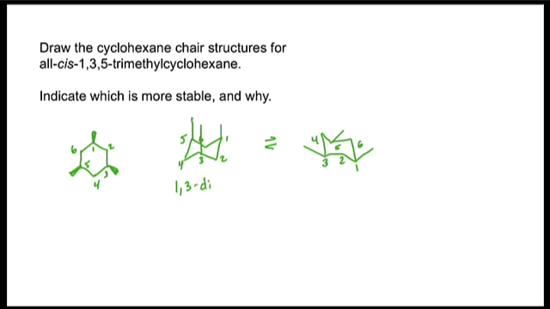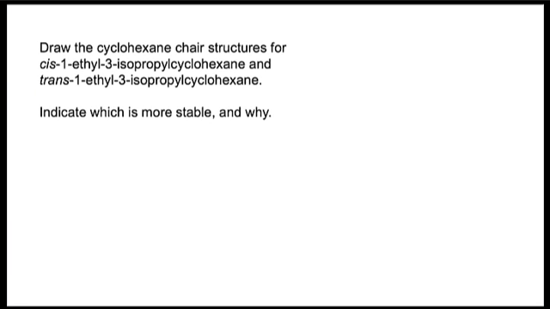All right, so which is more stable? Well, given that there's so much 1,3 diaxial, which is a type of steric strain, in this first example, that one's going to be much, much less stable. So this is the more stable structure with our methyl groups in equatorial positions.